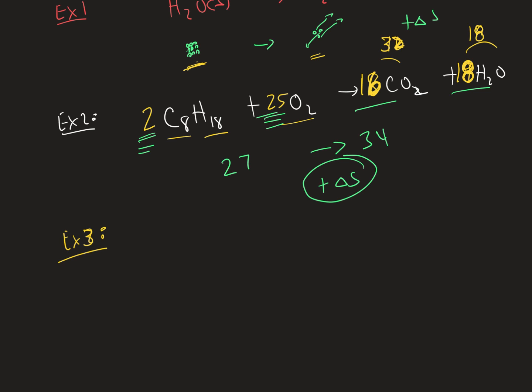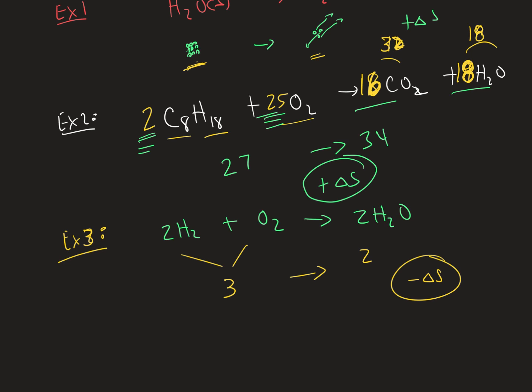Yeah. All right. So we have 2H2 plus O2 gives us 2H2O. I already balanced it for you because we've been using this equation a few times. Positive delta S or negative delta S? Are we increasing disorder or decreasing disorder? Decreasing disorder. We're going from 3 particles to 2 particles. So decreasing disorder, so this is a negative delta S. Good?